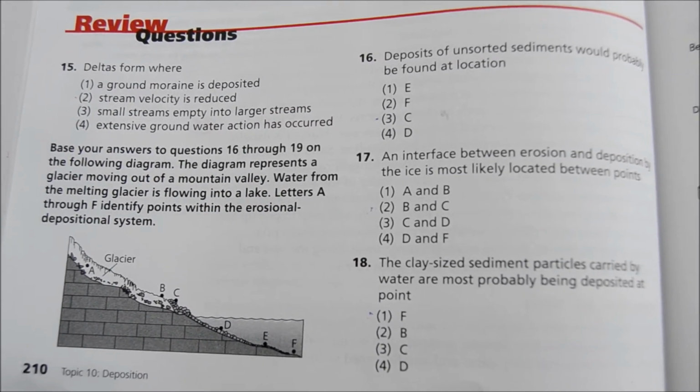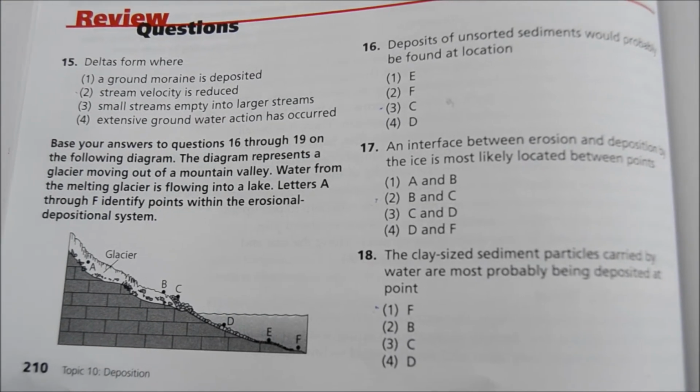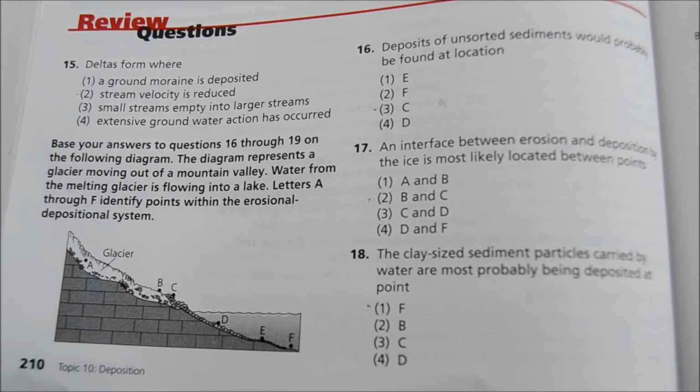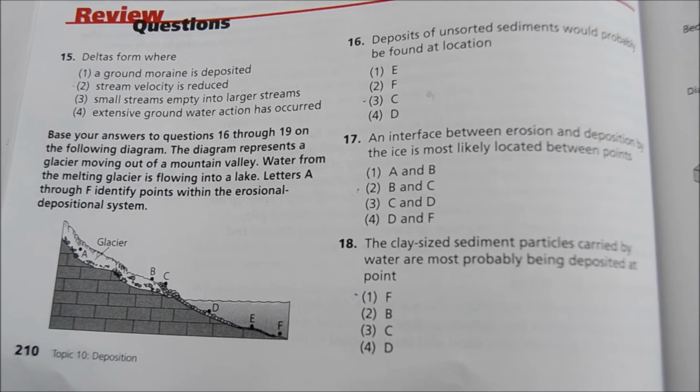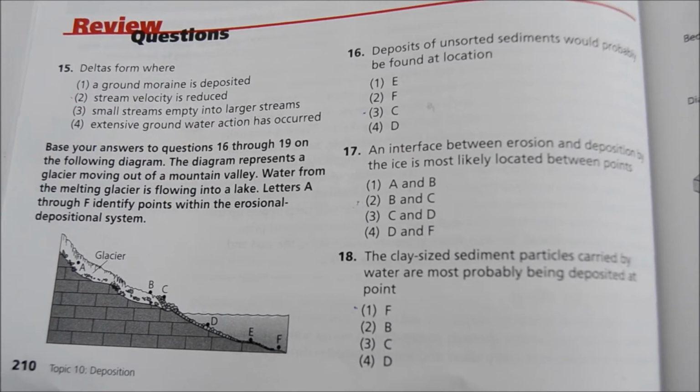Question 15. Deltas form where? A delta is going to form at the mouth of a stream, correct? So it's going to form at number 2. Stream velocity is reduced.